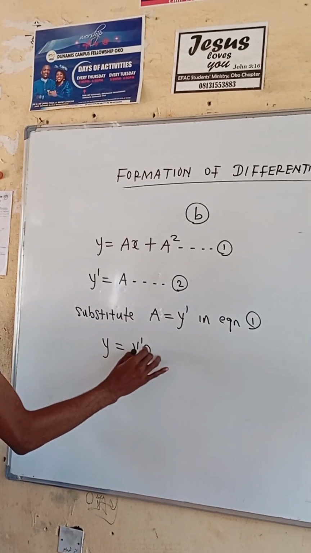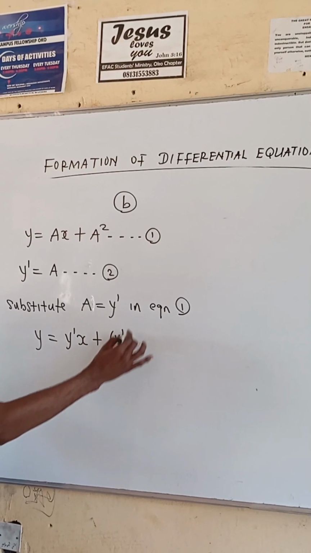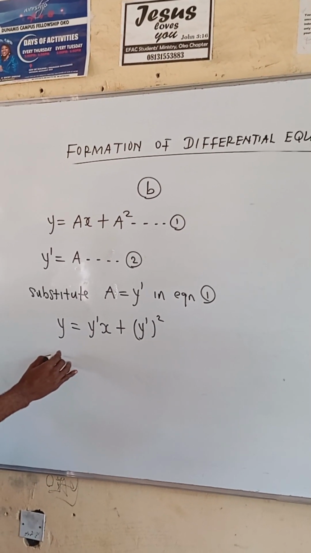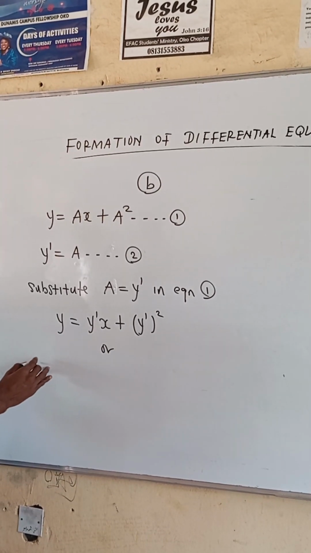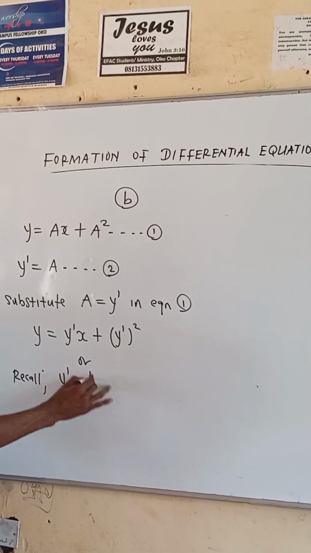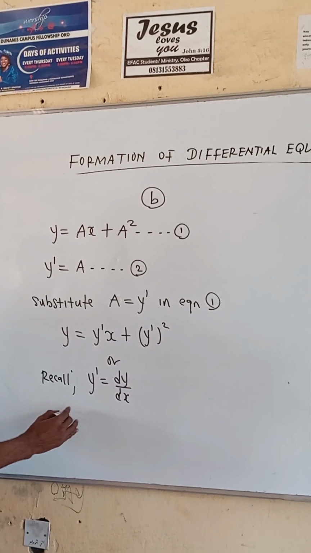We have y prime times x plus a, which is y prime all squared. So that we have, that should be the answer. Or we can recall that y prime is the same thing as dy over dx, just as we did in the previous example.